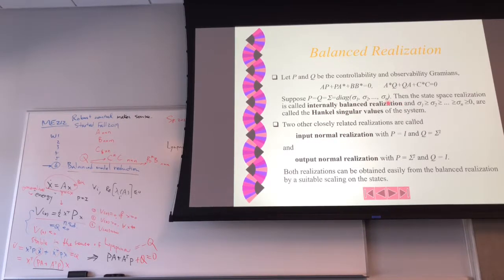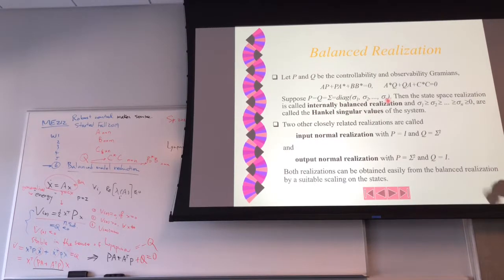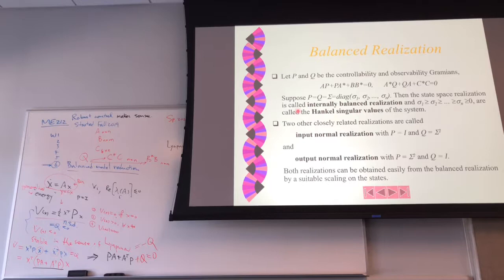But that's not frequently used. The most frequently used is this one, where sigma 1 greater than or equal to sigma 2 and so on down to sigma n greater than 0. And P and Q, remember, are Gramians, symmetric and positive definite.